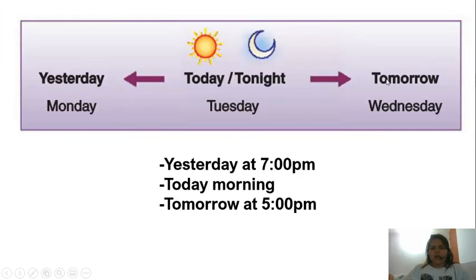And here we have extra words. We say yesterday, today or tonight, and tomorrow. Yesterday, past. Today, present. Tonight, present. Tomorrow, future. Okay? So, for example, yesterday morning. Today, Tuesday. Tomorrow is going to be Wednesday. So here we have some examples. Yesterday at 7 p.m., this morning, and tomorrow at 5 p.m.